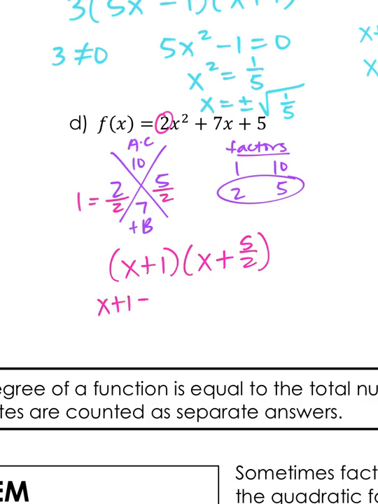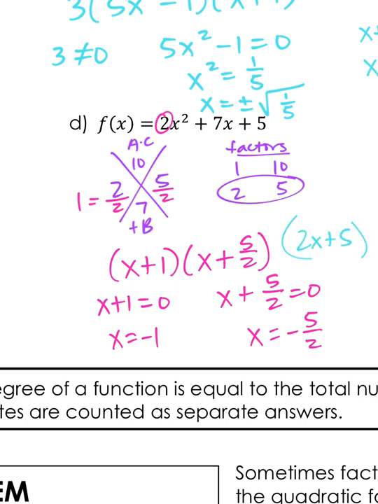So I'm going to do x plus 1 equals 0 and x plus 5/2 equals 0, so that I can then solve. x is -1 and x is -5/2. You would get the same answer if you made this 2x plus 5. It's just more steps to convert it to that and then solve again. It's like 4 more steps that you don't necessarily need to do. So these would be my x values.